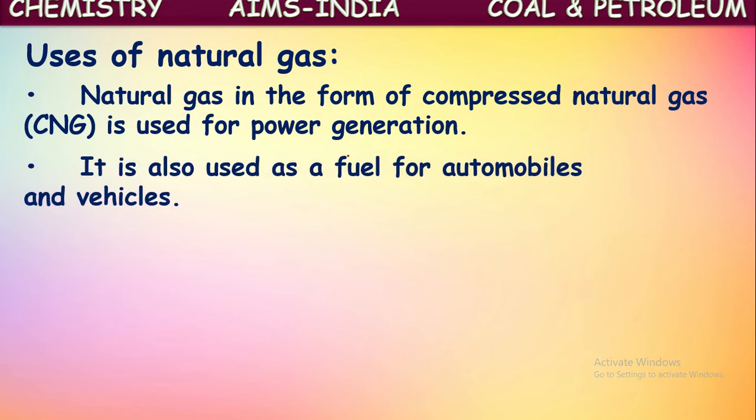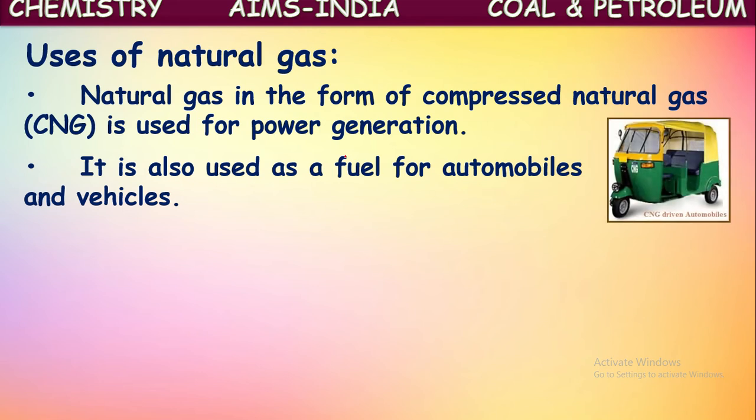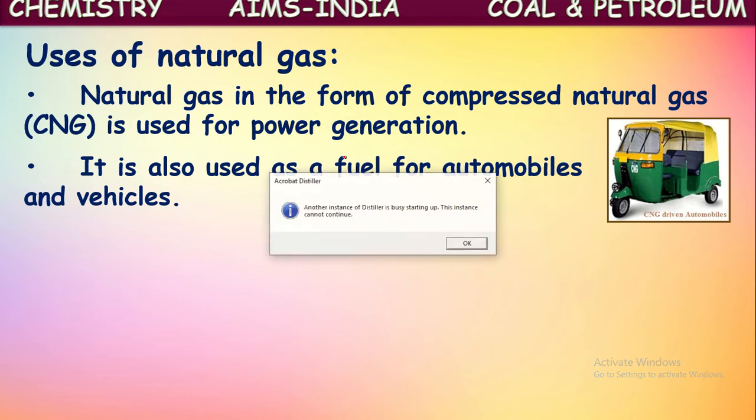Not only there, it is also used as fuel for automobiles and vehicles. We might have seen vehicles like autos and buses. There it will be written CNG. That means those vehicles are using for their movement this CNG, compressed natural gas, instead of petroleum products like petrol and diesel. There will be a cylinder down in that vehicle which supplies CNG gas. By that, those vehicles are moving. They use CNG as fuel instead of petrol and diesel.